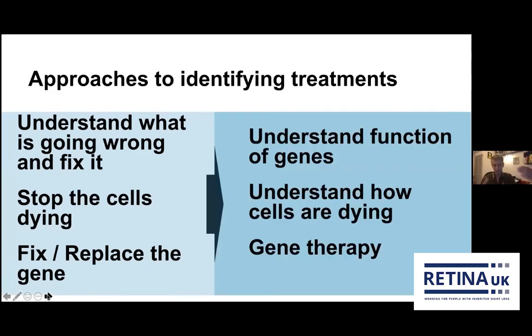And so these 3 approaches, the first one, understanding what's going wrong and fix it, you need to understand the function of genes. And I've spoken with Retina UK about this in the past, about how we do this in the lab. Secondly, as I'll speak about tonight, stopping the cells dying. And in order to do that, we have to understand how the cells are dying. And finally, fixing and replacing the gene. And that is conventional gene therapy or CRISPR therapy, which I'm not going to speak about today.